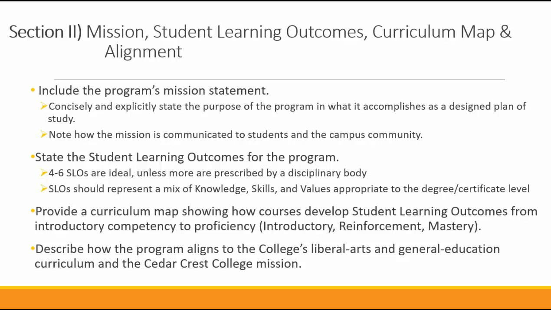You should state the student learning outcomes. Ideally, you should have 4 to 6 SLOs, unless you have more that are prescribed by a disciplinary body or another accreditor. Why 4 to 6? If you're operating in 4 to 6 student learning outcomes of a program, you can assess 1 or 2 of those each year and have a complete PPR cycle.